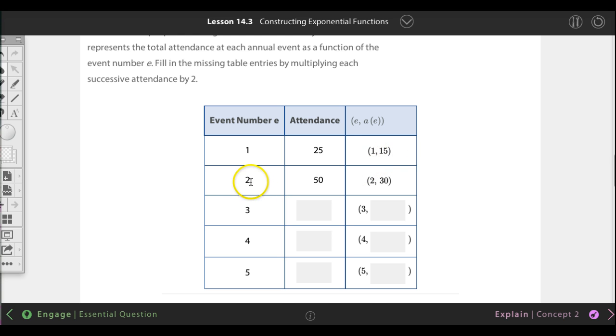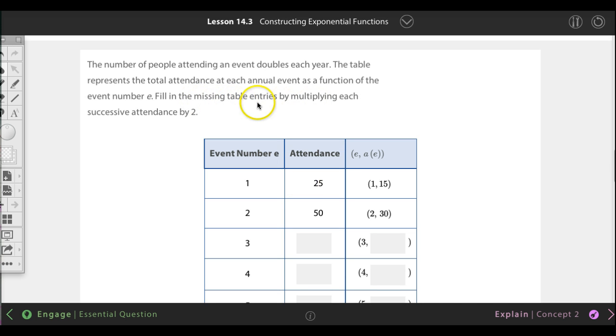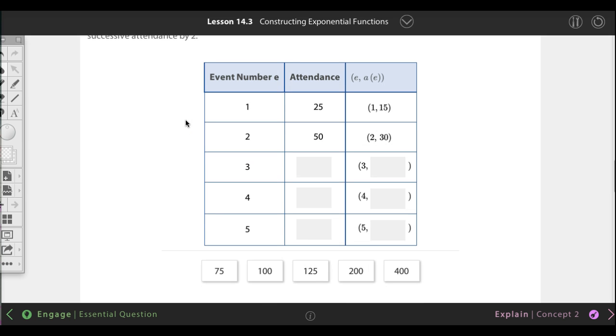The second year, they hosted the same event. More people heard about it, and they're like, oh, it's cool. So 50 people showed up. And over here, it says, fill in the missing table entries by multiplying each successive attendance by 2. That means keep multiplying by 2. So this time, we're doing a geometric sequence. So what is 50 times 2? 100. So I'm going to put 100 right there.